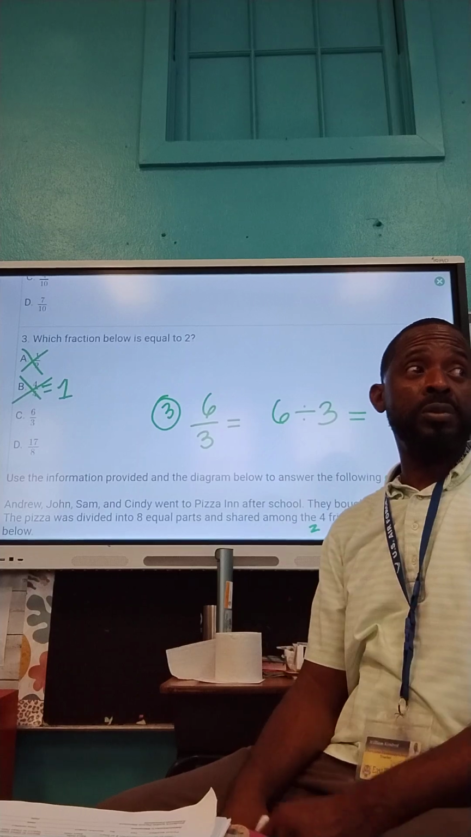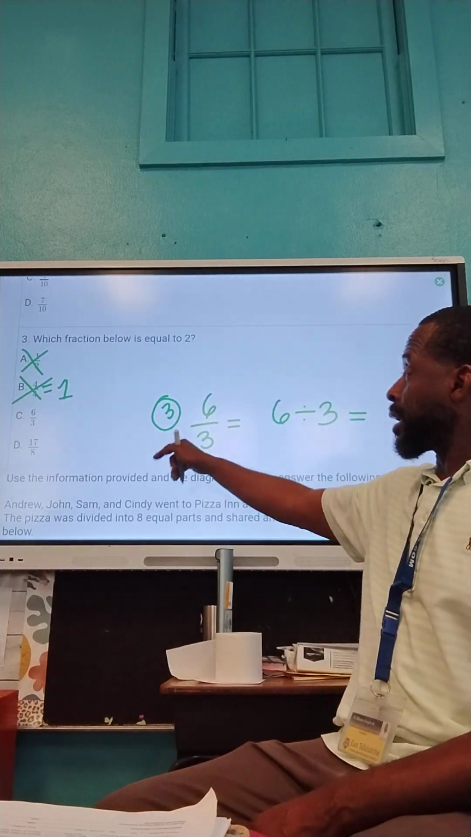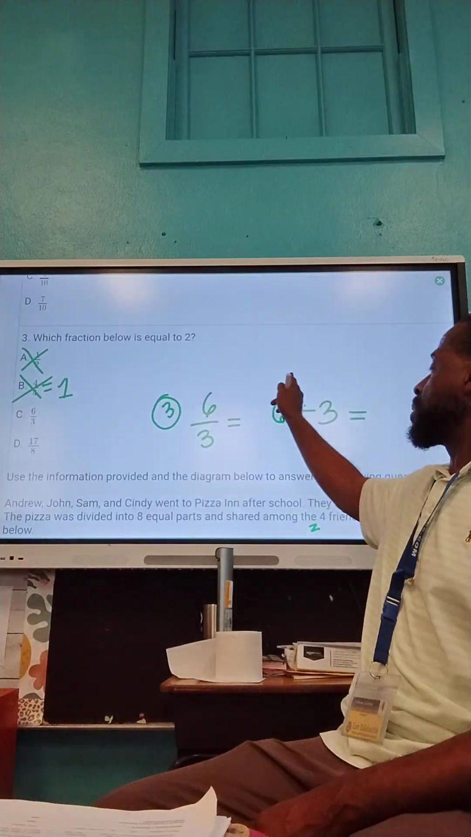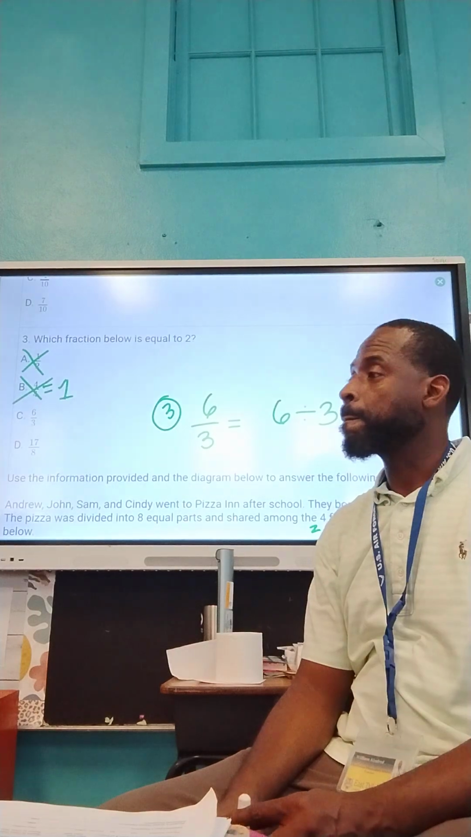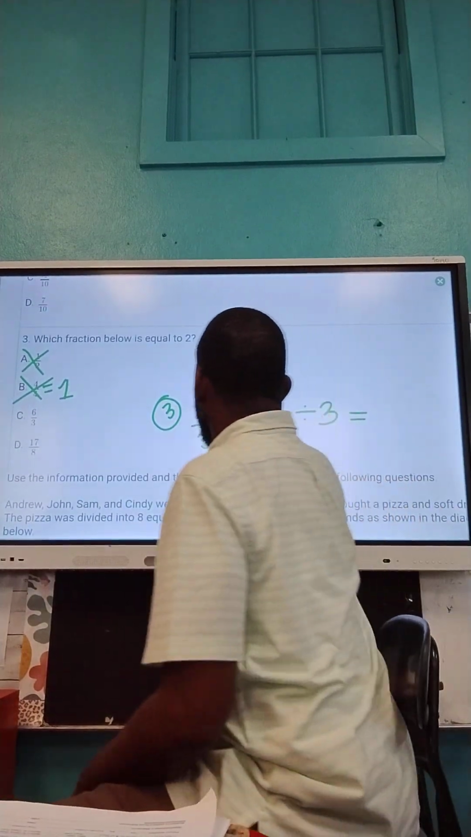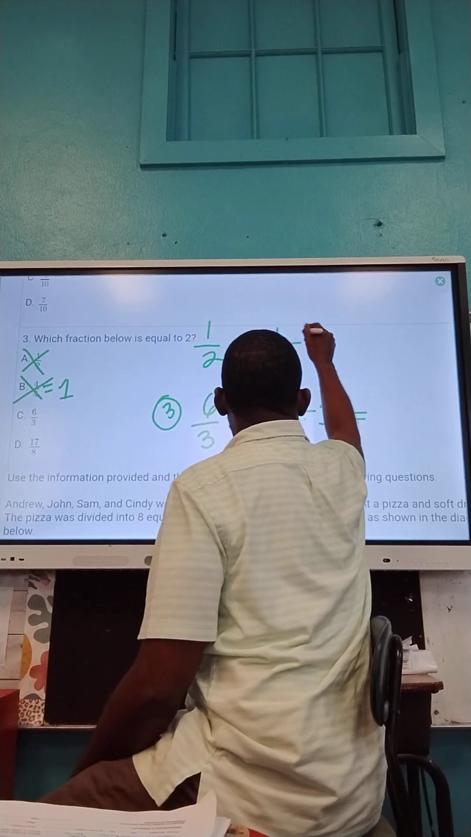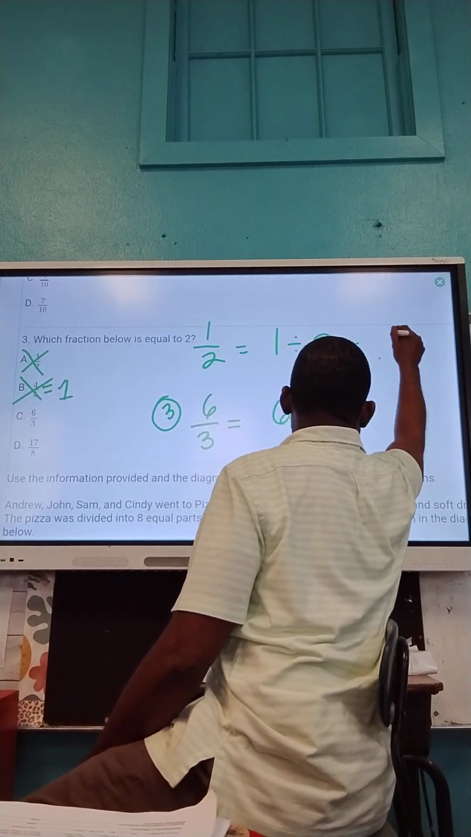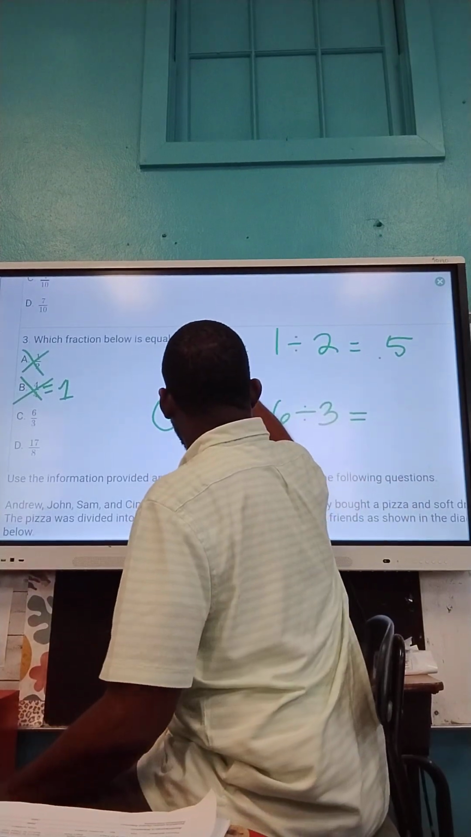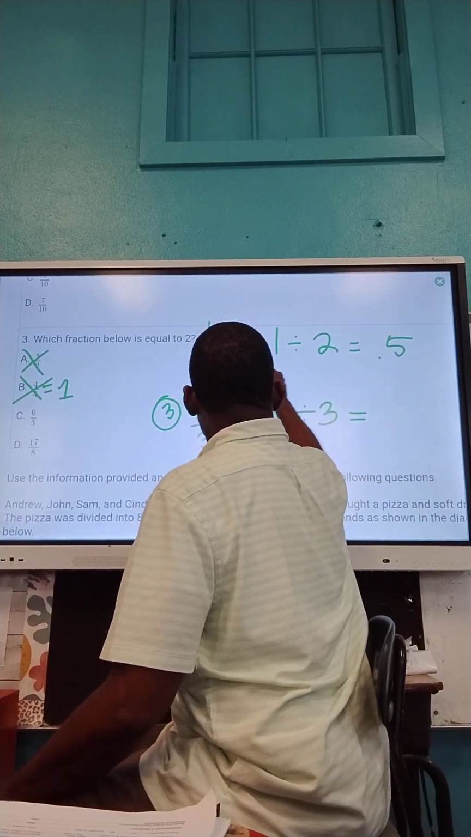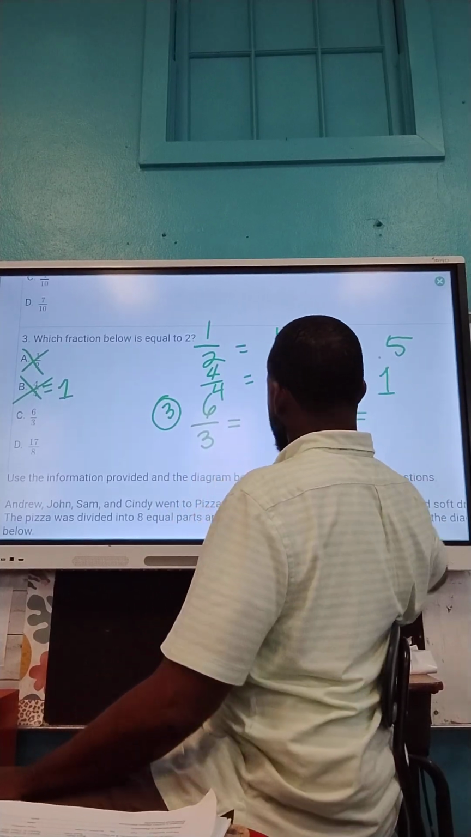And I should have written the other ones out like that. I could have written 4 divided by 4 equals 1. I could have written 1 divided by 2 equals 0.5, which still doesn't equal 2. Wait, so the denominator? No, yeah, I could have done this: 1 divided by 2, but it equals 0.5. And 0.5 doesn't equal 2. I could have done 4 over 4 equals 4 divided by 4, which equals 1.